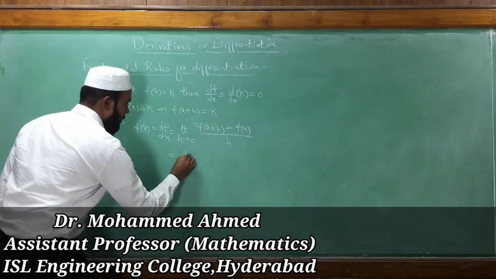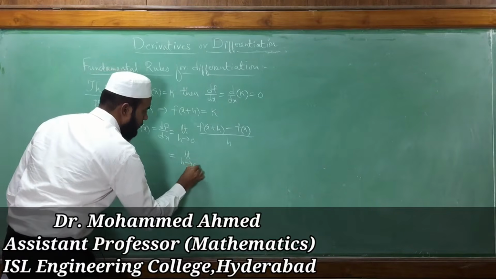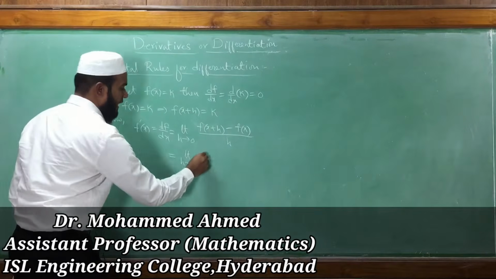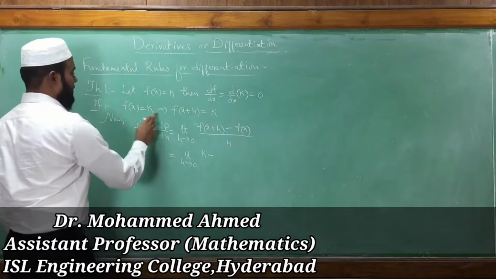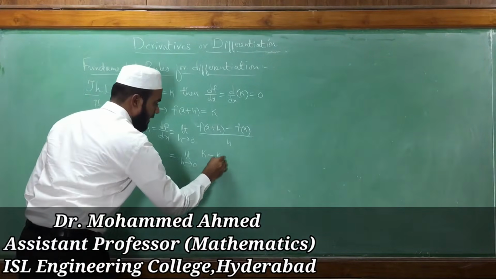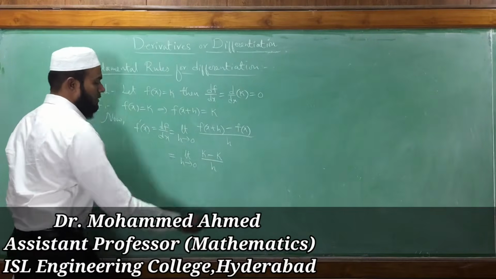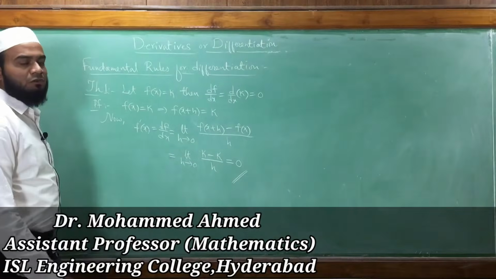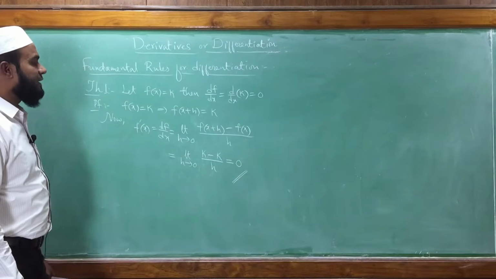Now this is equal to limit h goes to 0. What is f of x plus h? f of x plus h is k, minus f of x, which is again k, divided by h. Now the value of this will be 0, right? So the derivative of a constant is always 0.